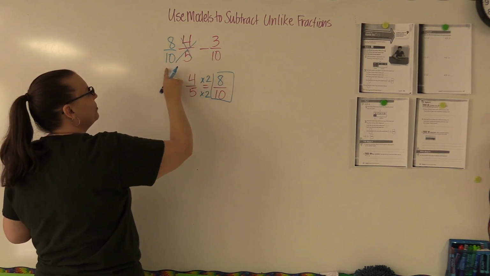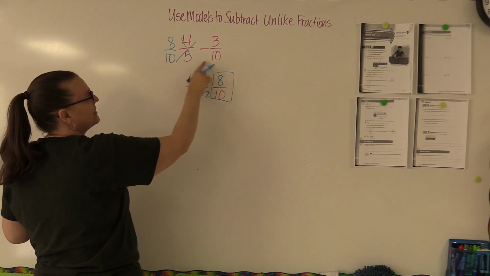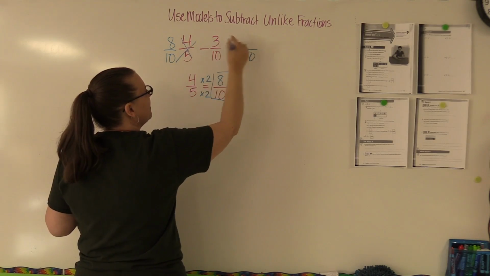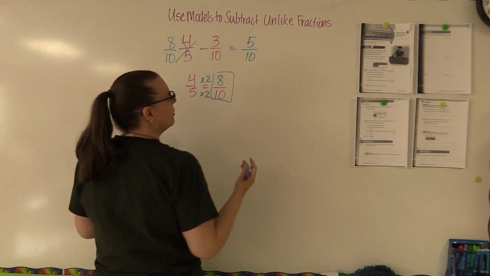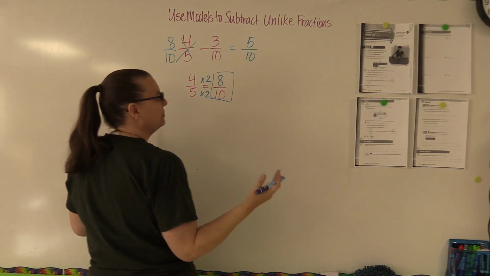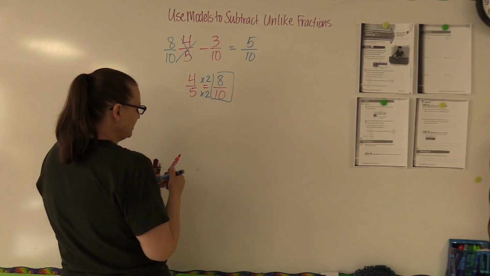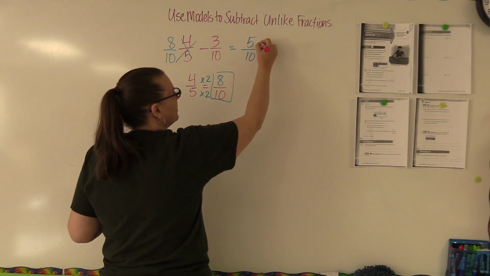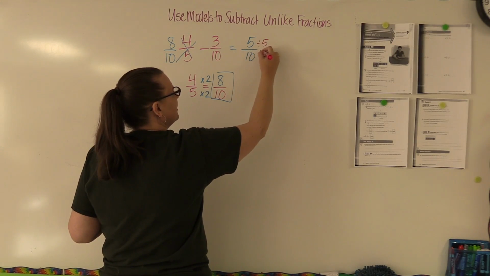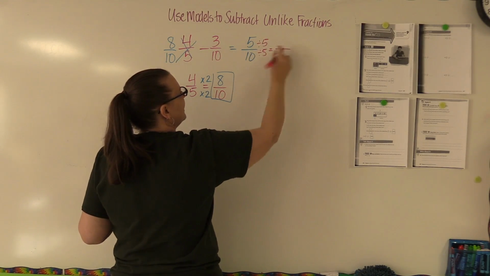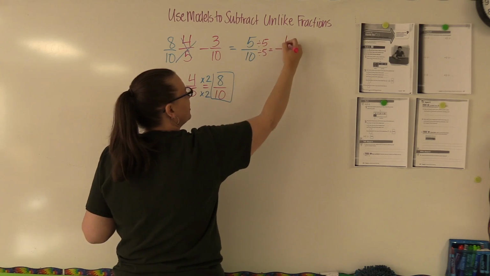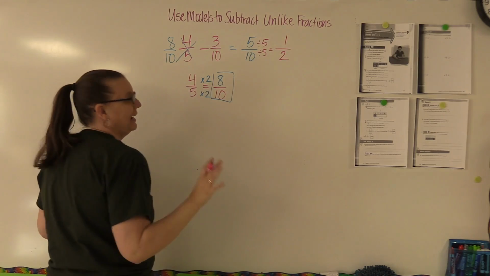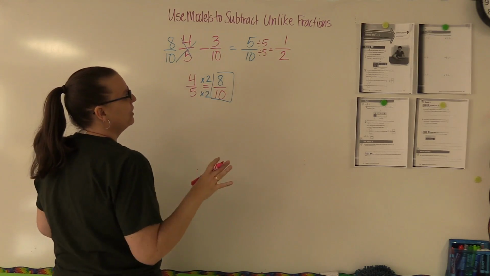When I do that, we can do the math. 8/10 minus 3/10, the denominator stays the same. 8 minus 3 is 5. Now we're not quite done with this yet because it's not simplified. What factor or number do these have in common? Well, they both could be divided by 5, right? If I do that, I end up with 5 divided by 5, which is 1, and 10 divided by 5, which is 2. Okay? We've now solved the problem.